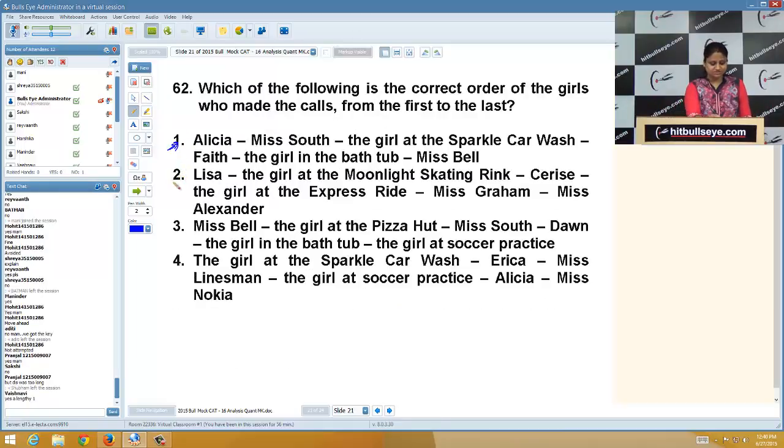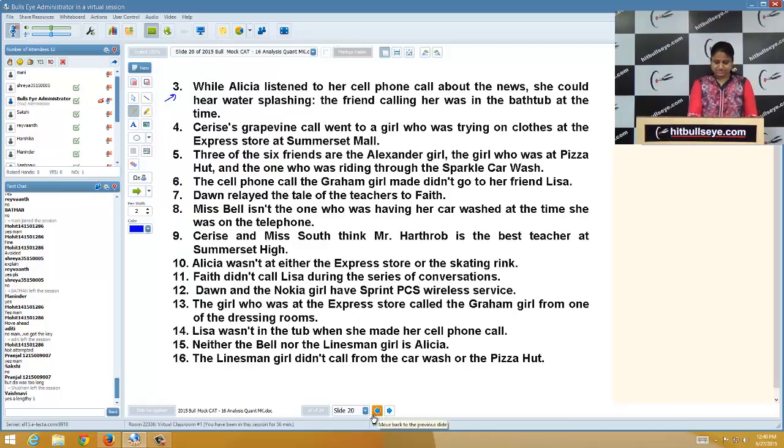Now come to the second option. Are you getting me, all of you? Second one. See, when I read this question, I tried to find a link between the options. See, fourth option. Sirai's grapevine call went to a girl who was trying on clothes at the express store at Somerset Mall. It means Sirai's call went to a girl who was in the express store. Now you can relate. The girl who was at the express store called the Graham girl.